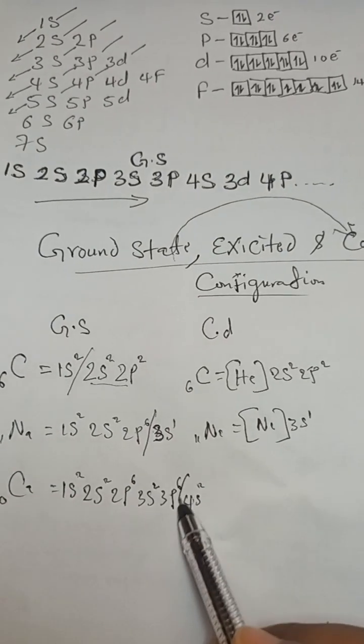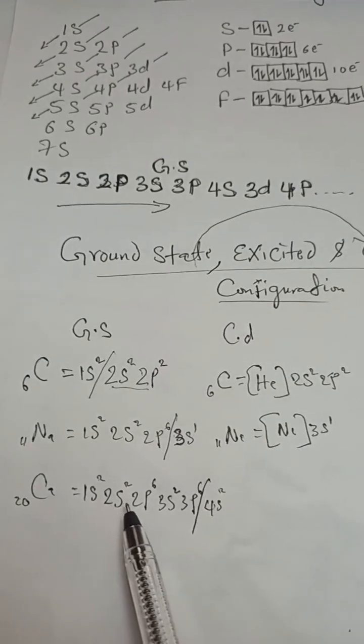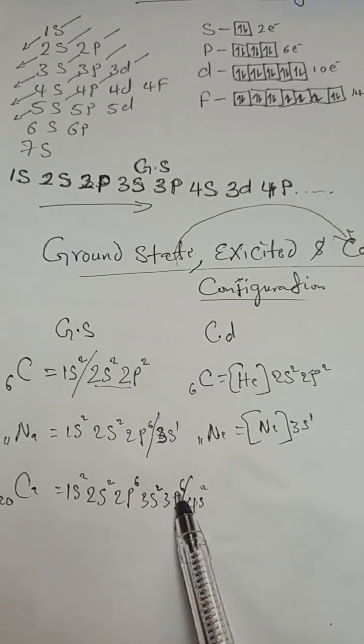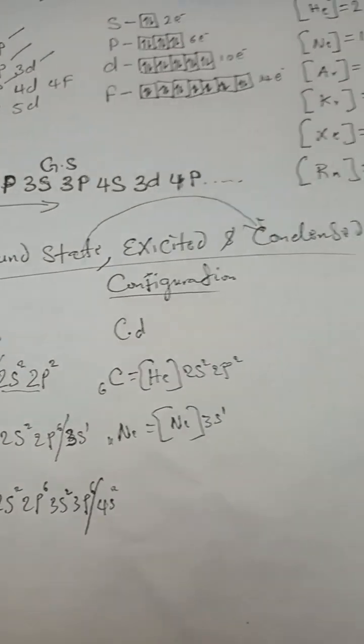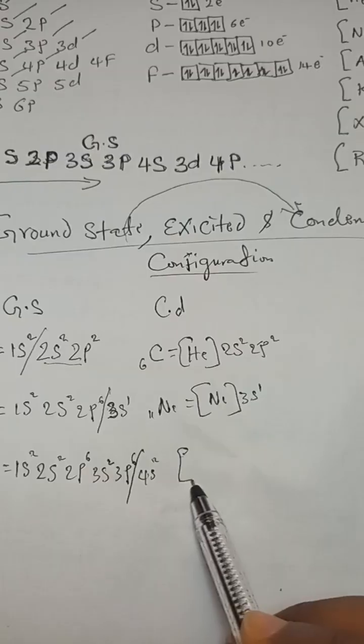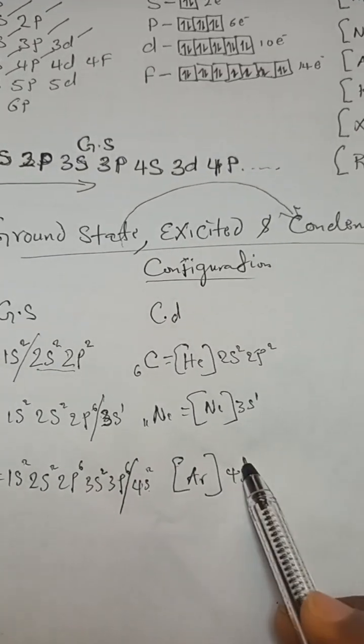So cut from that last S. Okay, cut from that last S. How many electrons do we have that we cut from? 1, 2, that is 4, that is 18. So we cut from 18. We'll now check the noble gas. Which one is 18? 18 is argon. So we'll bring the argon now, and write the last 4s2.